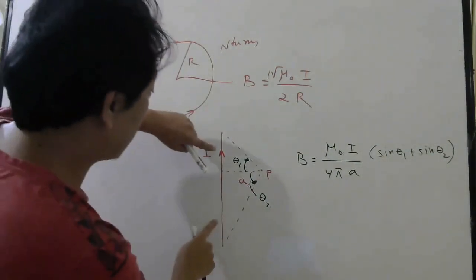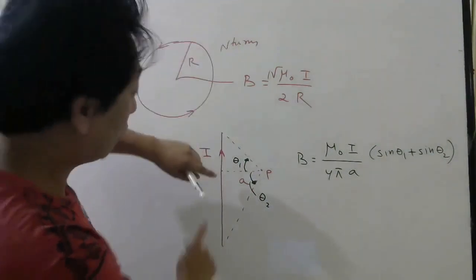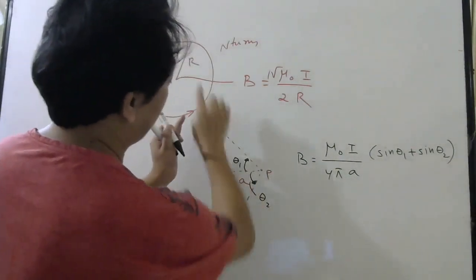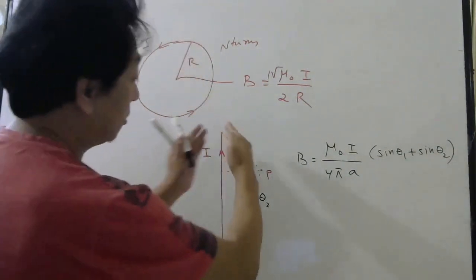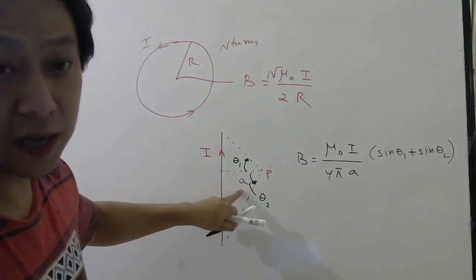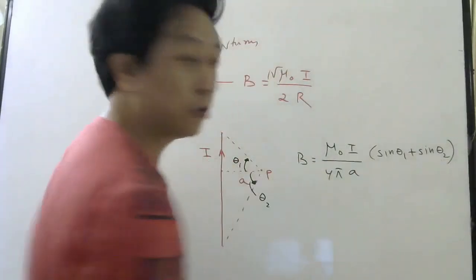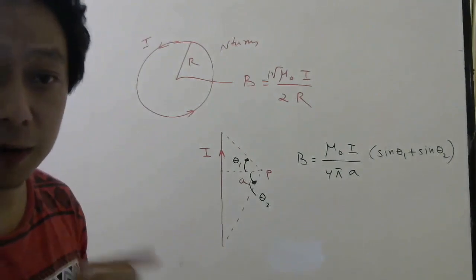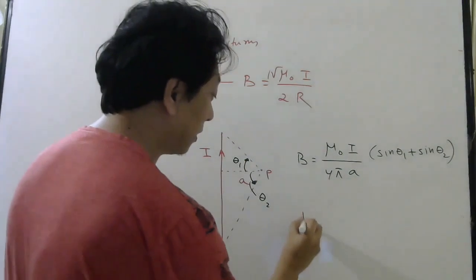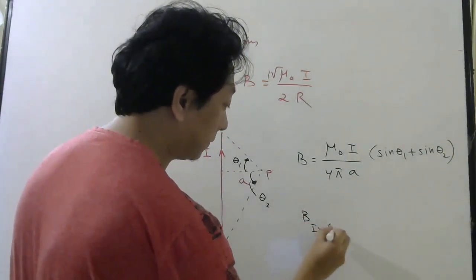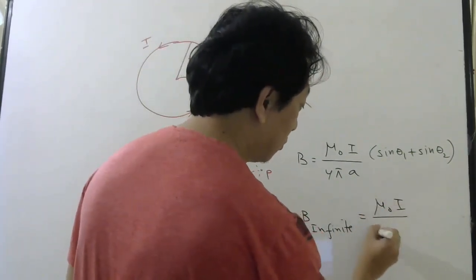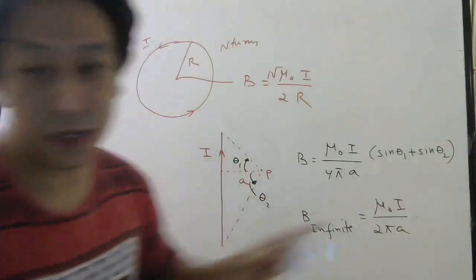What if the wire was infinite on both sides? Then this line will become parallel to this line, because this point will be at infinity. So this angle will be 90, and this angle will be 90. Put 90, 90: you get sine 90 plus sine 90, which is 1 plus 1, 2. That 2 will cancel the 4 here. So for an infinite wire, it will be mu naught I by 2 pi A, which we have done in the class also.